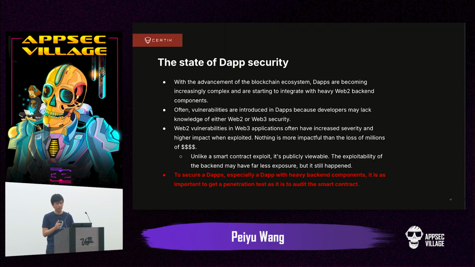So to summarize the state of Dapp security, right now with the advance of the blockchain ecosystem, Dapps become more and more complex, and some of them start integrating heavy Web2 components. Often vulnerabilities are introduced in Dapps because a lot of developers lack either Web3 security knowledge or Web2 security knowledge. And Web2 vulnerabilities in Web3 applications often have increased severity because they can touch money. And unlike smart contract exploits, which are publicly viewable, the exploitation of the backend might have less exposure because no one can see it, but it can still happen.